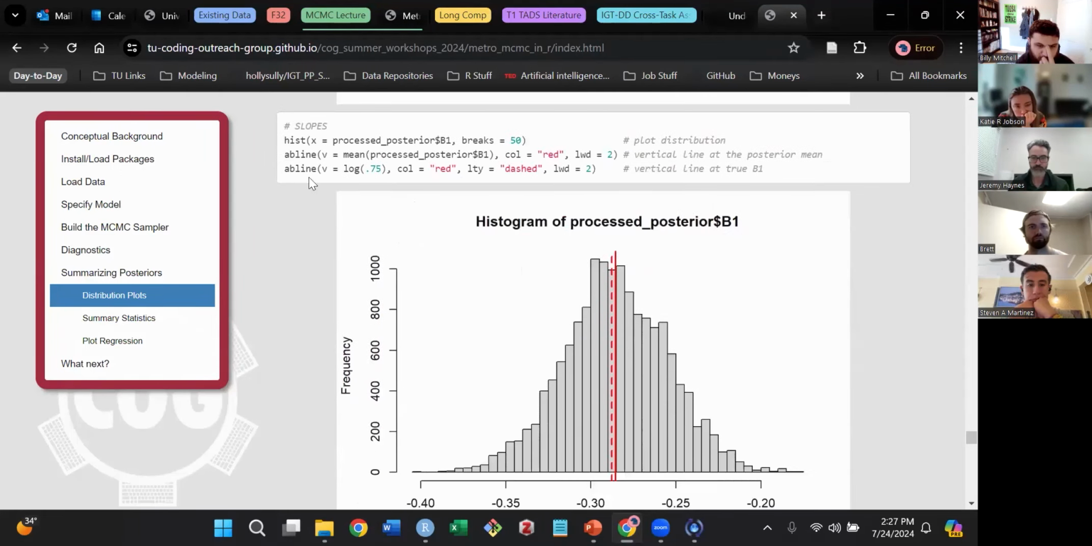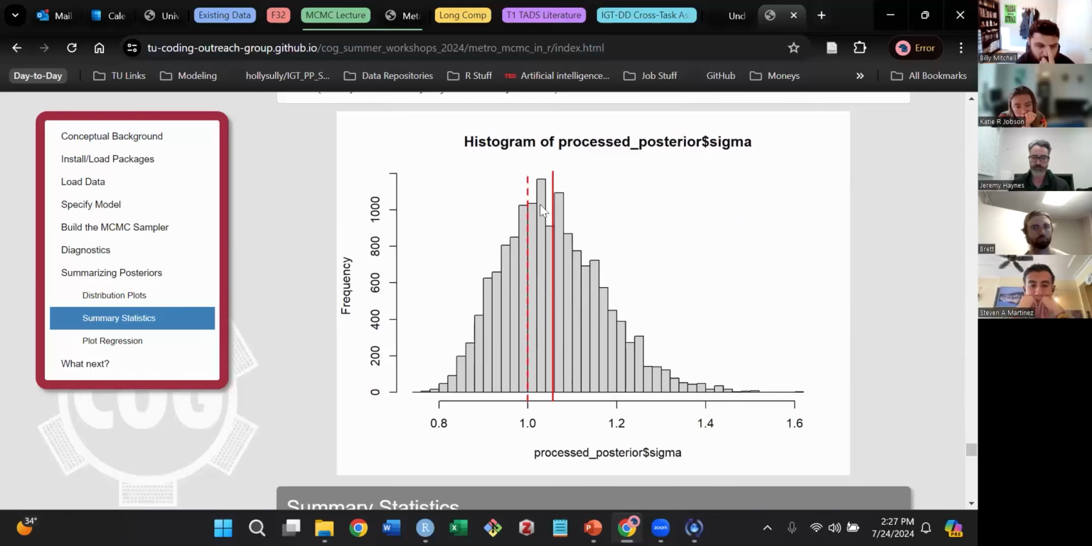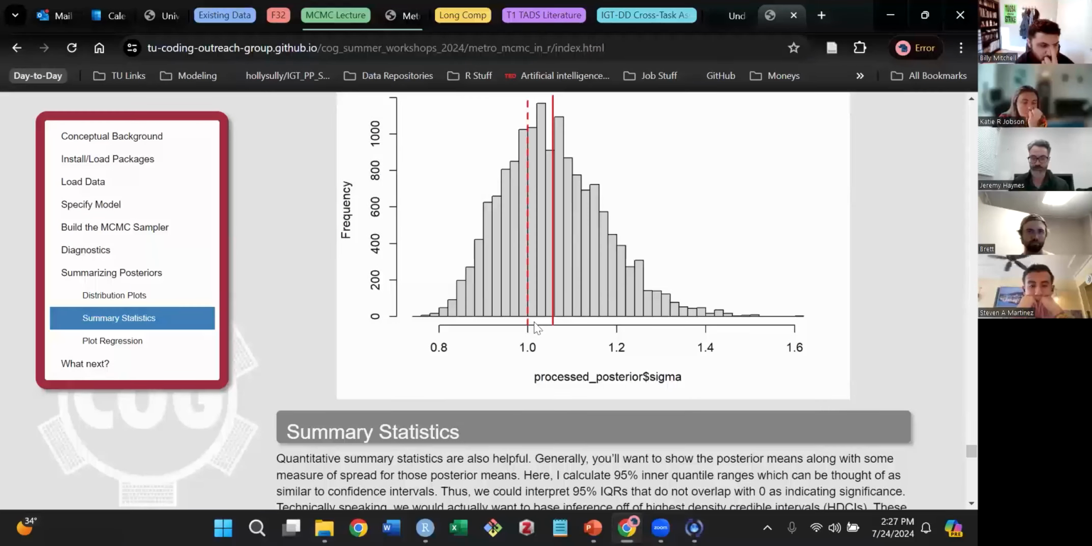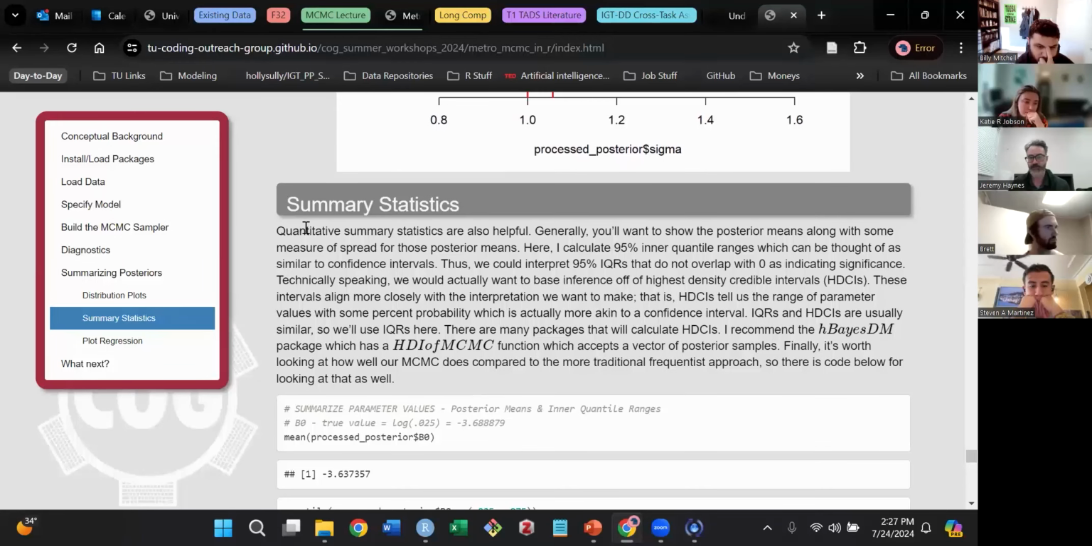So we have the posterior distribution for the slope, the standard deviation. That's a little more off, although the scaling here is pretty tight. And then you can calculate summary statistics. So your posterior means, those would be your point estimates. What you'll see from the lm function, if you're using frequentist statistics, is generally what the posterior mean represents, like that intercept.